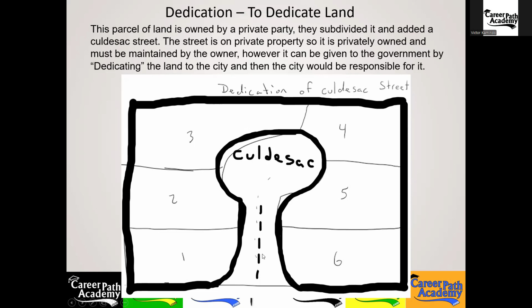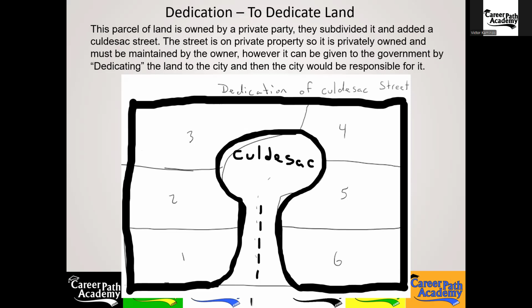It's called a cul-de-sac. This parcel of land was owned by a private party, and they subdivided it and added a cul-de-sac street. The street is on private property, so it's privately owned and must be maintained by the owner. However, it can be given to the government through dedication. By dedicating the land to the city, the city would then be responsible for maintaining it over the years, clearing the snow, making sure it gets repaved when it needs to be, and so on.